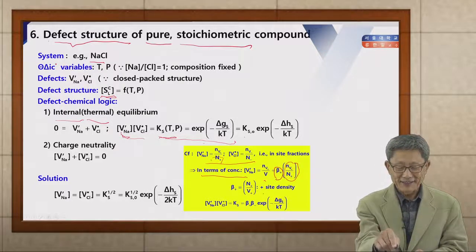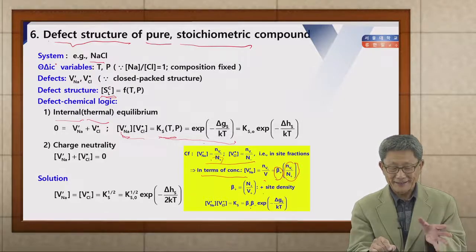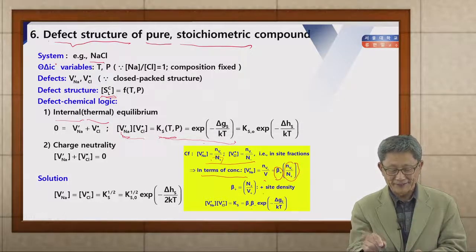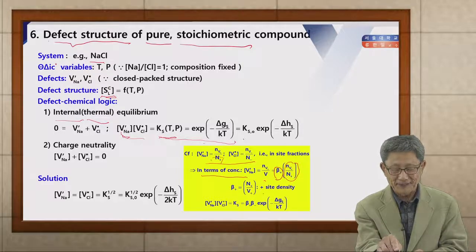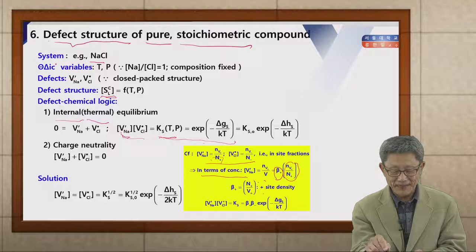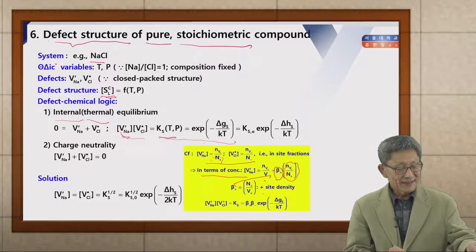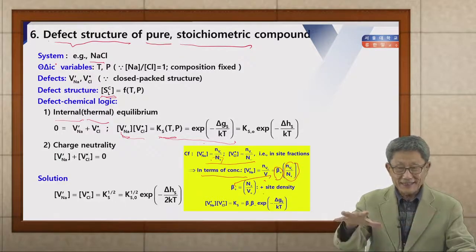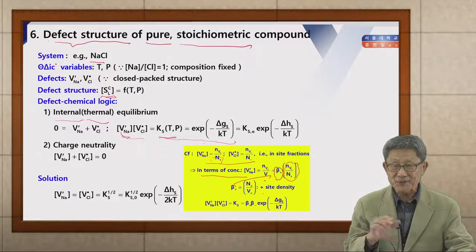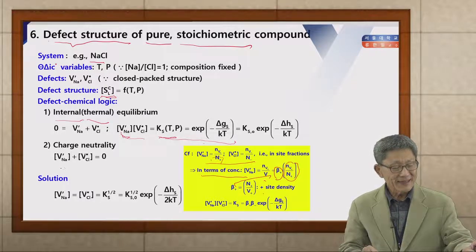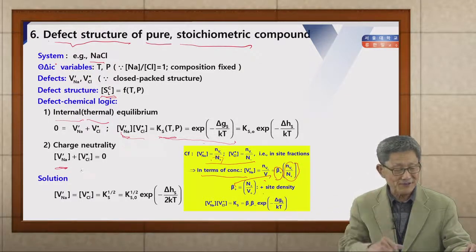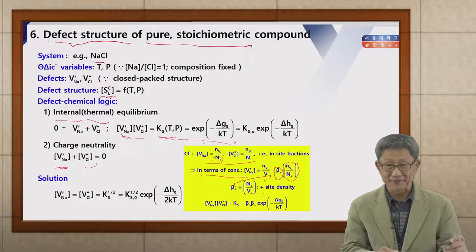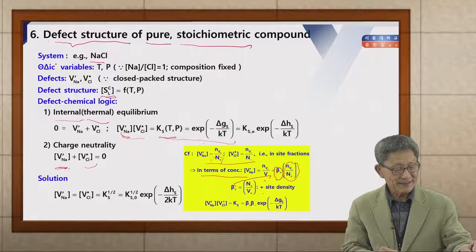Then in such a case, this pre-exponential factor should also be converted to a different number or pre-exponential factor involving these conversion factors. Okay, that's it. And second, once the internal equilibrium is established, your system should always remain electrically neutral, namely the concentration of negative charge should be compensated by the equal concentration of positively charged defect. So here in this case, the sodium vacancy concentration should be balanced by the anion vacancy concentration.